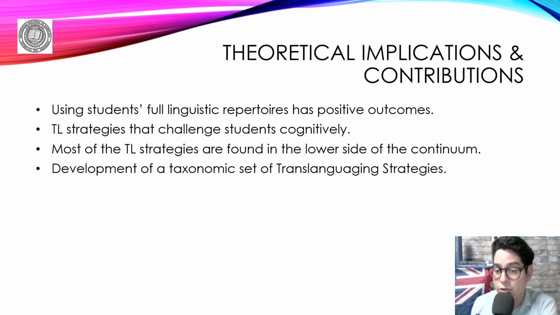So, some of the theoretical implications and contributions of my research. It has been shown that using students' full linguistic repertoires has positive outcomes. Allowing students to use all of their linguistic resources to make meaning has many positive outcomes for the learning of new content on the part of the student. We have found, based on the taxonomy of translanguaging strategies, which are the ones that challenge students more cognitively. And a very important implication and finding was also that most of the translanguaging strategies are found in the lower side of the continuum, meaning that translanguaging as a pedagogy is not being used to its full potential. So we need to develop more translanguaging strategies that are on the higher order cognitive side of the continuum.